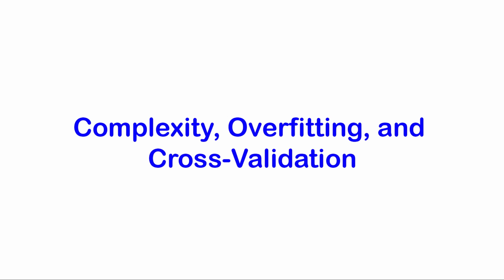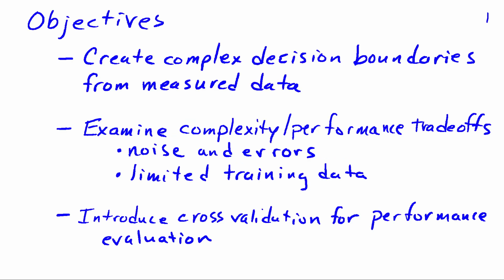Welcome. We're now going to turn our attention to model complexity, overfitting, and cross-validation. So our objectives are to see how we can create more complex decision boundaries from measured data, and then examine how these more complex models and their performance trade off in the presence of noise and errors and limited training data. That will lead us to the idea of cross-validation for measuring the performance of our classifiers.